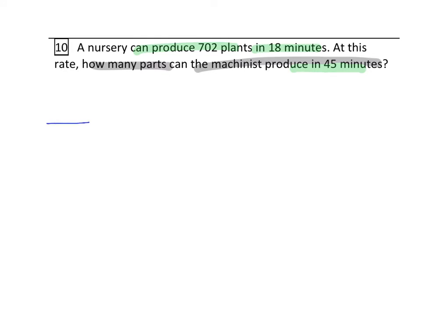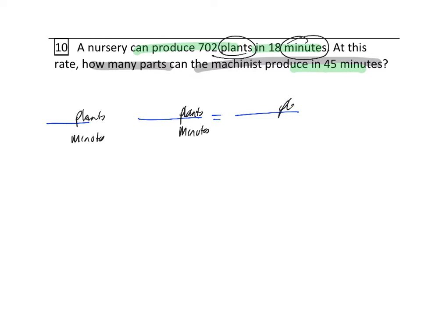So we'll have our proportion written out. We'll look and ask ourselves, what are the units we're using? We're going to do plants per minute. So we're going to put plants here, minutes on the bottom. So that means we're going to have plants here, minutes on the bottom. Plants here, minutes on the bottom.